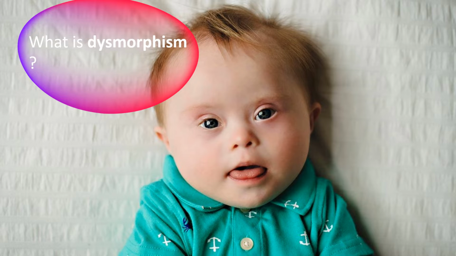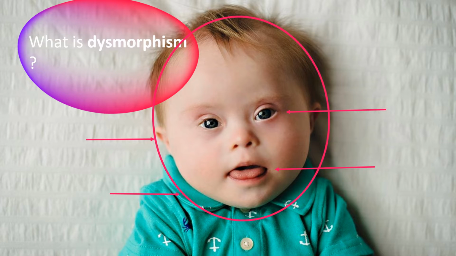In this baby, we can see some dysmorphic features, such as outer corners of the eyes that point upwards, small ears, a tongue that protrudes out of the mouth, a short neck, and a flattened appearance to the face. How are these dysmorphic features relevant to us? To answer this question, let's have a look at some interesting facts.